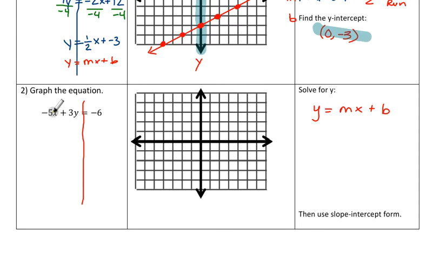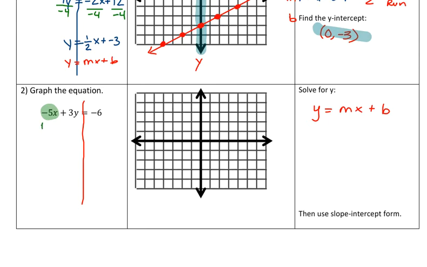We need to undo this negative 5x. We do not like that guy. He's gross. Okay? Or that girl. That person is gross. So to get rid of a negative 5x, the inverse of a negative 5x would be to add a positive 5x. And if we do it to one side, we're going to do it to the other side.